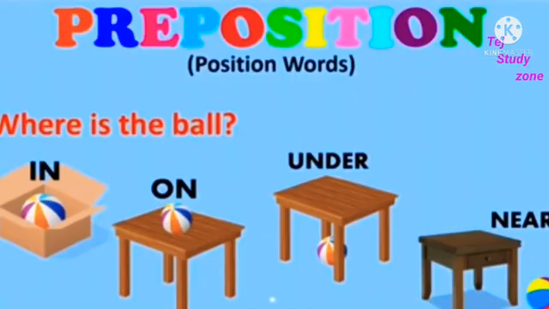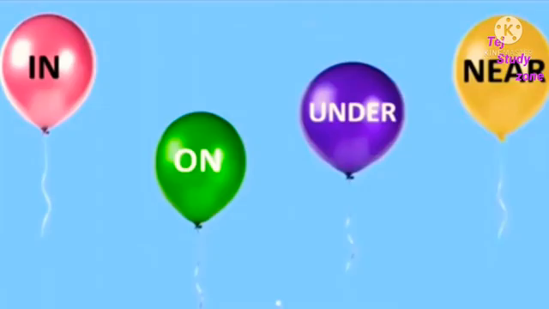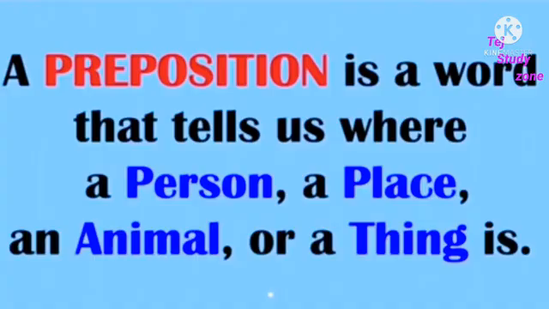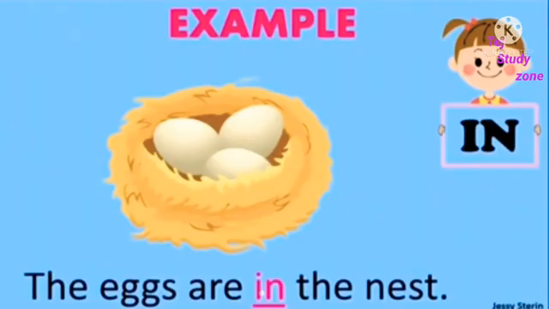These words in, on, under, near, these are the prepositions. In this video, we are only talking about in, on, under and near. The rest of the prepositions I will cover in another video. A preposition is a word that tells us where a person, a place, an animal or a thing is. Example, I will talk about in first.